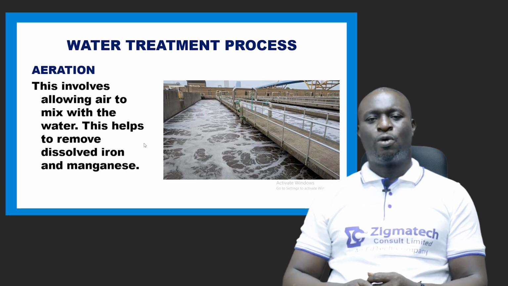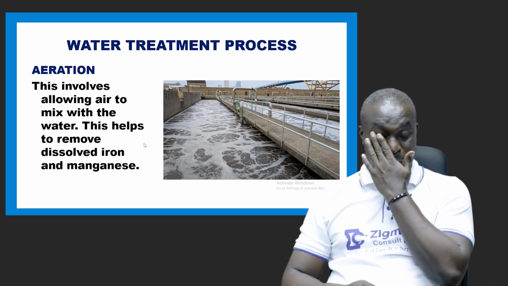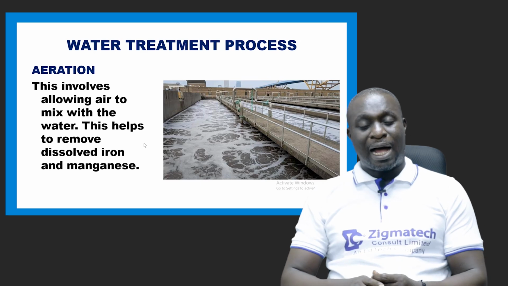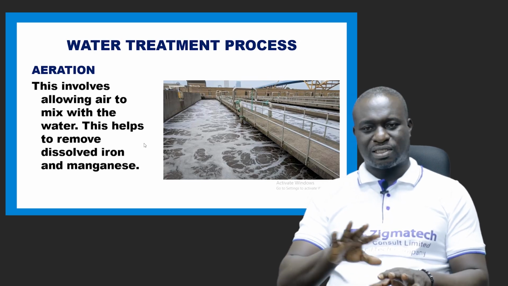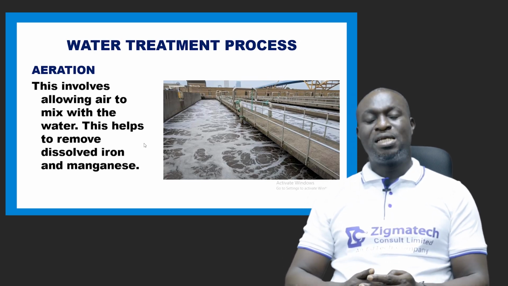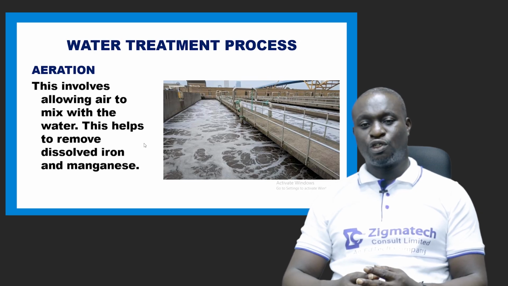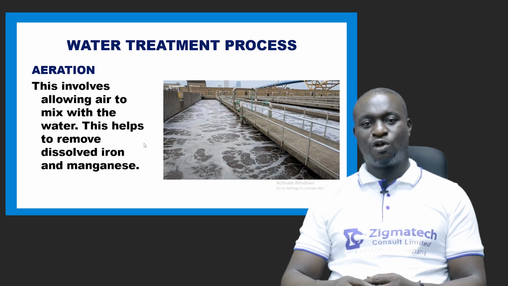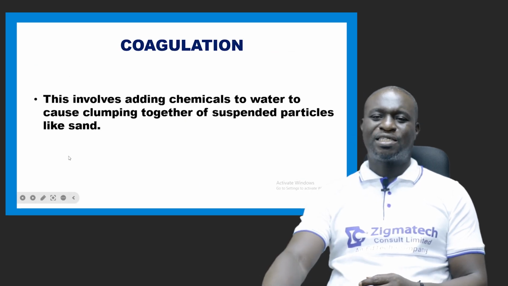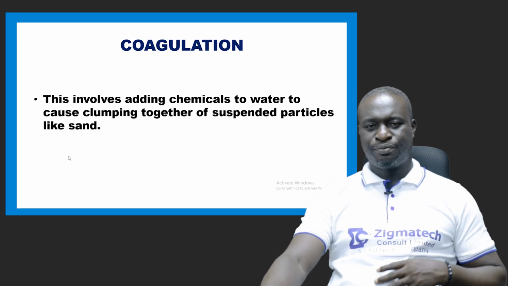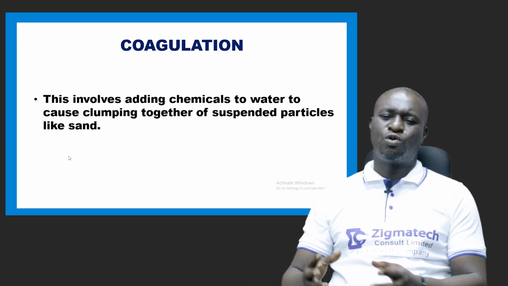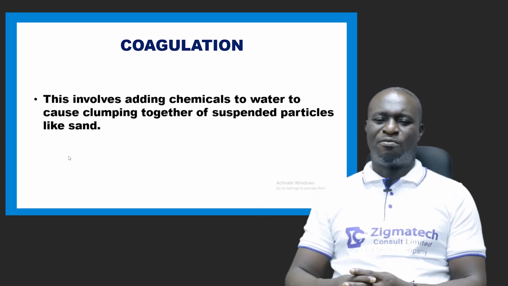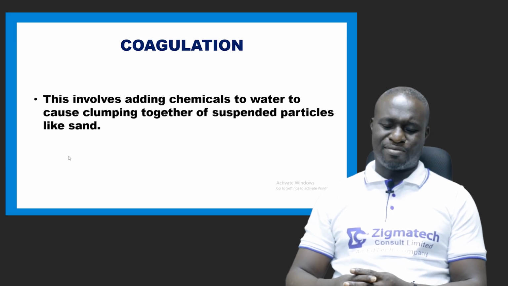Number one, we have aeration. Now, aeration involves allowing air to mix with the water. This helps to remove dissolved iron and manganese. The next one is coagulation. Now, coagulation most times goes alongside flocculation as well as sedimentation.